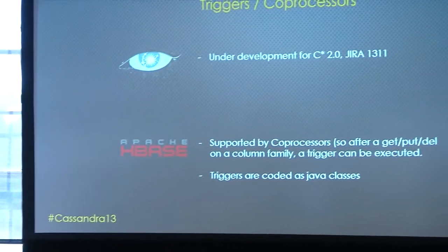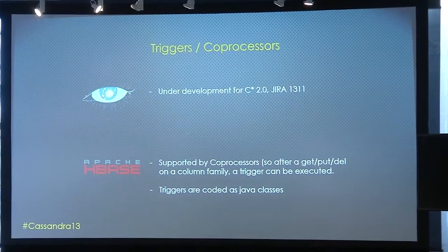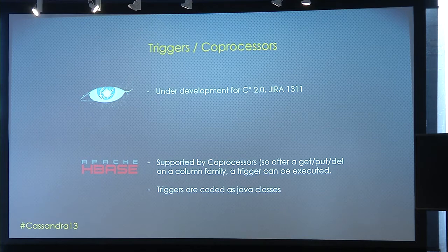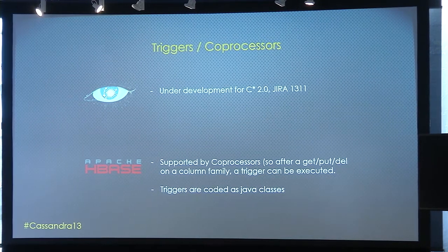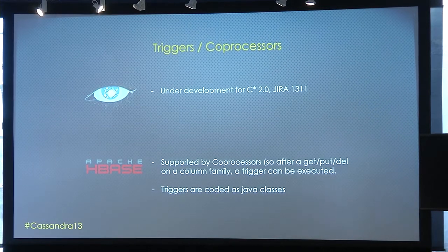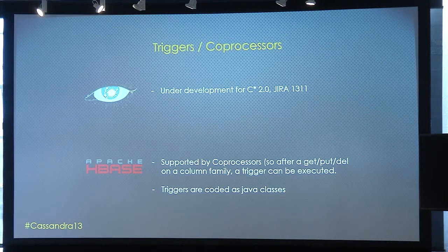Triggers and coprocessors. This is under development for Cassandra, but it already exists in HBase. What this lets you do is send client-supplied code into the address space of the server to run. So you can have a special column family, and you say, anytime anybody does a put in this column family, I want you to also run this other logic to do something else, and that all happens in the CPU of that machine. For example, anytime anybody does a put in this column family, I want you to also increment a counter in a different column family.